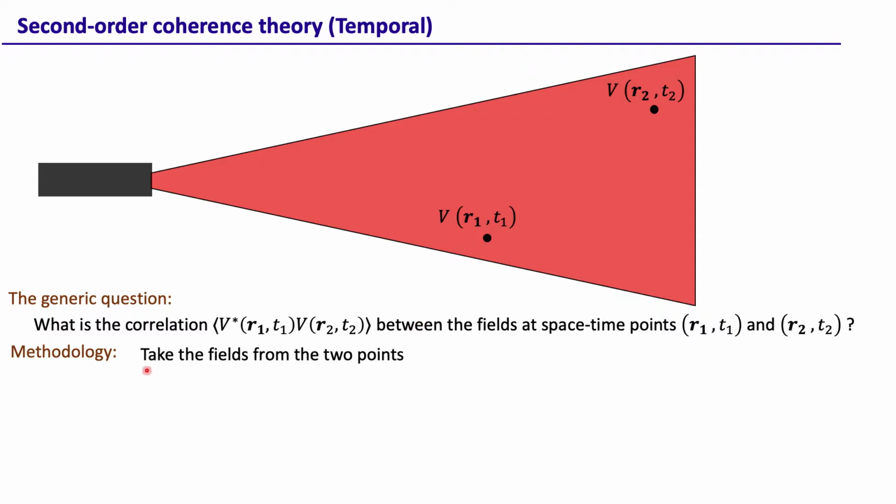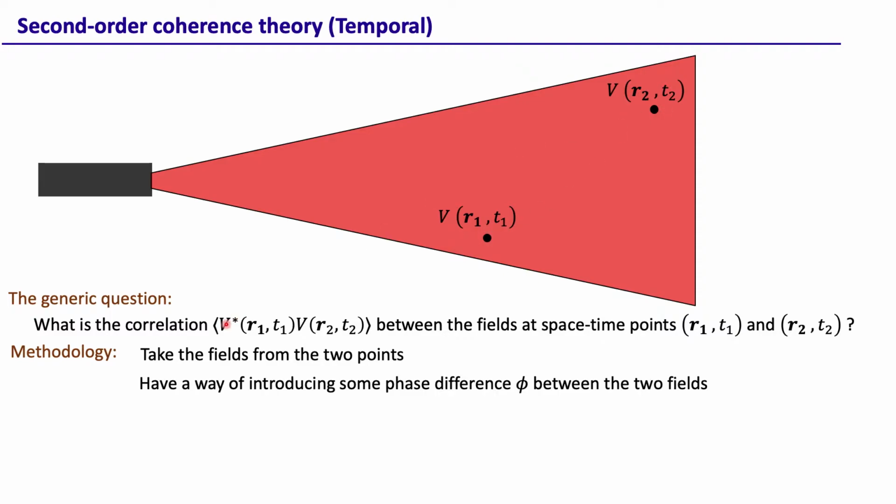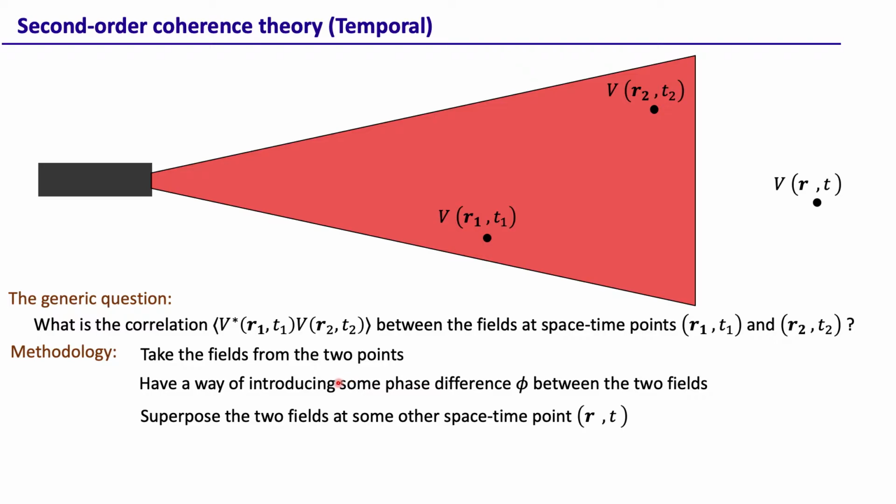So the general methodology is that whatever the points of interest, we take the fields from the two points. So we take the field from here, we take the field from here. Then we have a way of introducing some phase difference, that phi, between the two fields. After that we superpose the two fields at some other space-time point, a third point: we take the field from here, we take the field from here, introduce the phase difference between them, and then combine or superpose these two fields at this point.